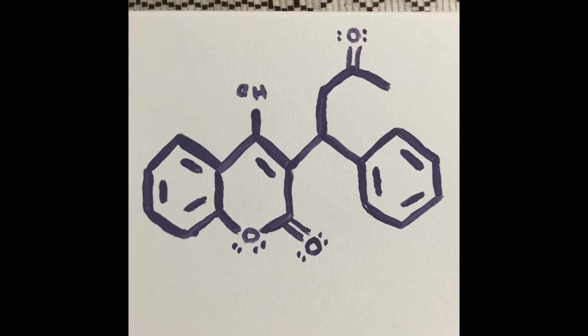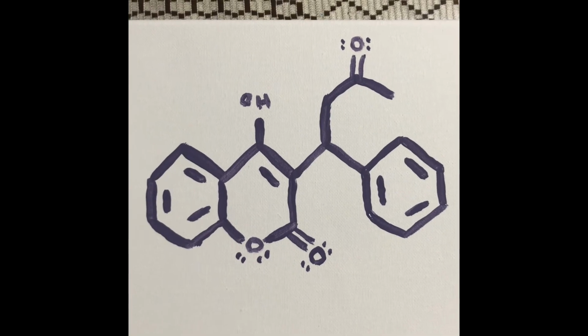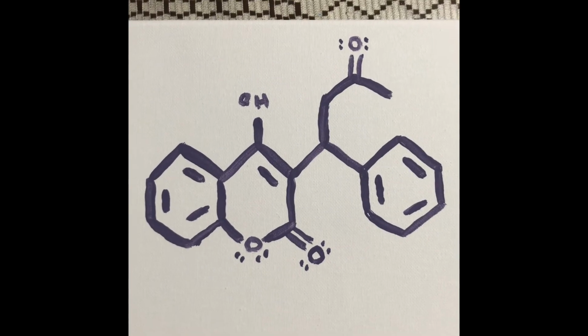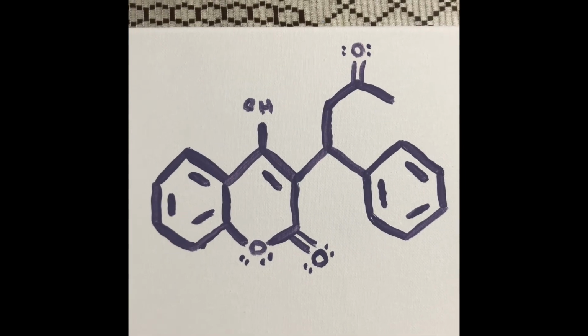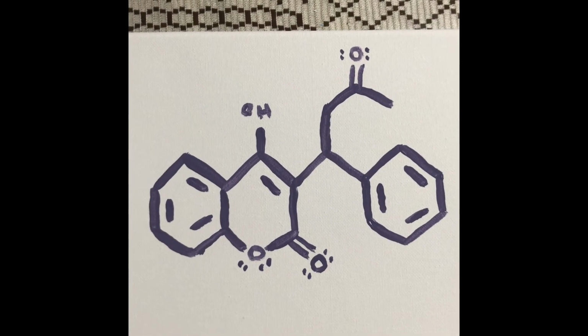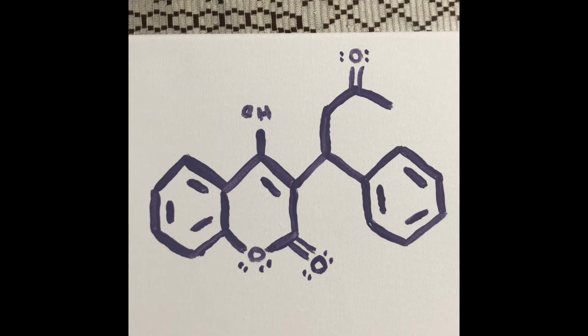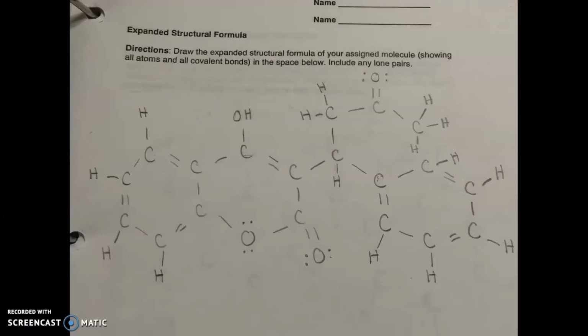This is Coumadin. The main thing to know is that all carbons need to have 4 bonds, which is why some of mine are double bonded. Oxygens need to have an octet, which is why we add lone pairs to them, so they have a full octet to be more stable. So now I'm going to be moving on to the expanded structure formula of Coumadin.